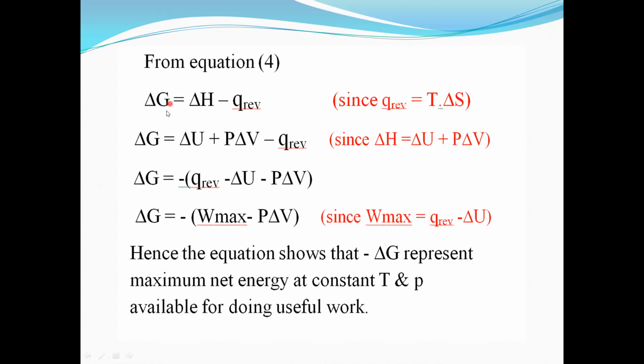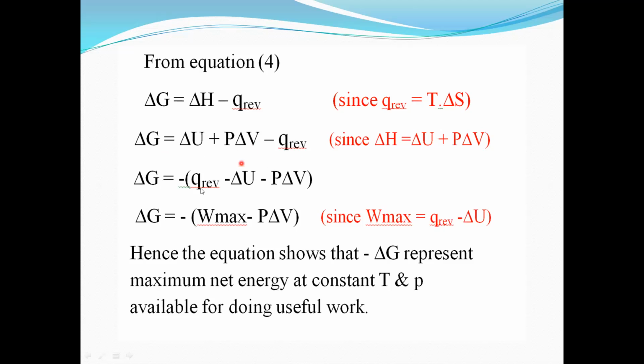Look, in this equation delta G is there and delta H, and here T into delta S is there, but T into delta S is equal to Q reversible. Now again, delta H is equal to delta U plus P into delta V. Now put again, delta G is equal to delta H, and delta H is equal to delta U plus P into delta V. So delta G is equal to delta U plus P into delta V minus Q reversible.